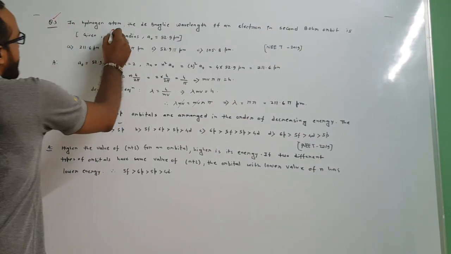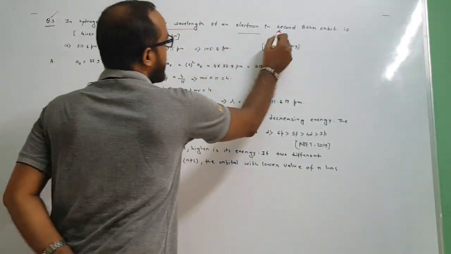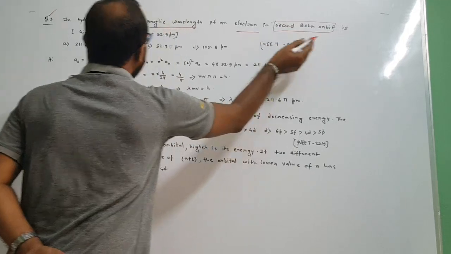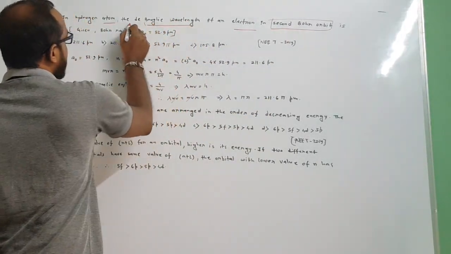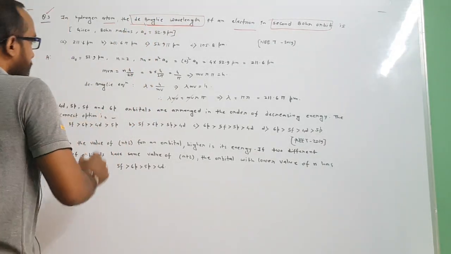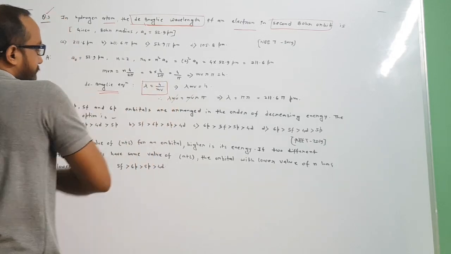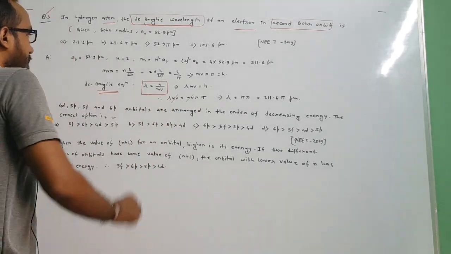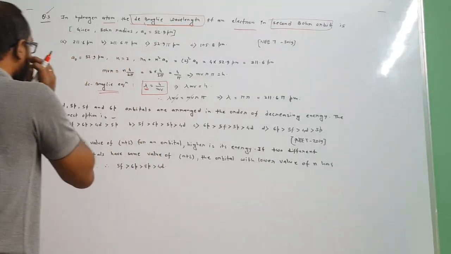Question number 3, the hydrogen atom. In hydrogen atom, the de Broglie wavelength of an electron in second Bohr orbit, that is n equals 2, is, so de Broglie wavelength. You need de Broglie wavelength. See, from de Broglie equation we know lambda equals h by mv, right? This is our de Broglie wavelength. So you need to find the lambda.